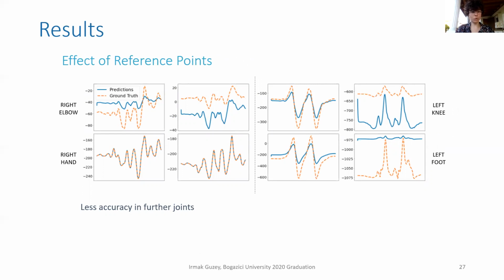We can see right elbow and right hand joints on the left side and left knee and left foot joints on the right side. The blue line represents the predictions and the orange line represents the ground truth positions. And we can see that while the right elbow's predictions are around 20 millimeters far from the ground truth, left knee and foot predictions are around 100 to 200 millimeters far from the ground truth. And with this, we can say that less accuracy is observed in further joints.